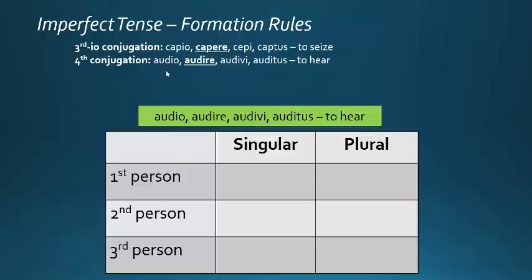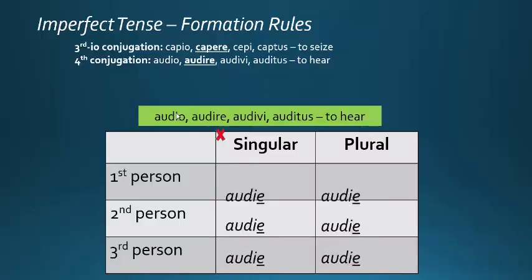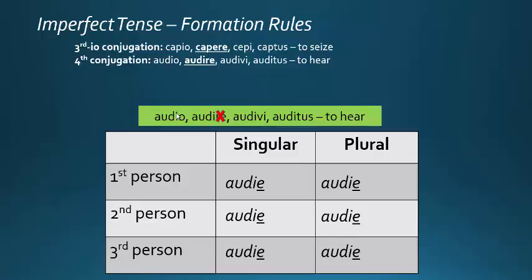Let's start out again with our principal parts. We're going to go to our second principal part, take off the re to find our base. Now, what do you notice? We've added an E all the way throughout to our base, and you do this for both third IOs and fourth. Then add your endings: bam, bas, bat, bamus, batis, and bant. Audiebam, I was hearing or I used to hear. Audiebas, you were hearing. Audiebat, he was hearing, and so on.